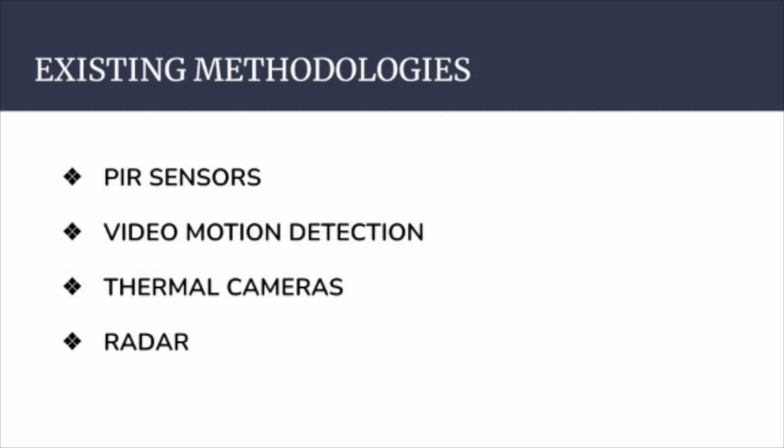Moving on to the existing methodologies for motion detection, PIR sensor is used to pick up heat signatures from objects within their field of view. The sensor detects changes in the amount of infrared radiation it picks up, and when a threshold limit is reached, the sensor will trigger whatever it is connected to, be it light, alarm or camera.